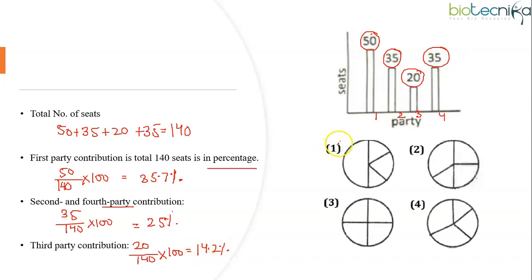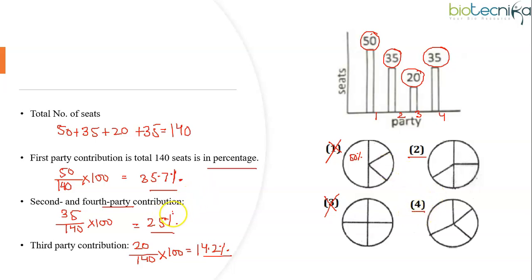Now if we analyze the options, the answer cannot be option 1 because the pie chart given in option 1 shows 50% contribution by one of the parties. None of the parties shows 50% contribution, and that is why the answer cannot be option 1. Similarly, the answer cannot be option 3 because the pie chart given in option 3 shows equal contribution by all the 4 parties, which we are not getting in our case. This means the answer can be between option 2 and 4.